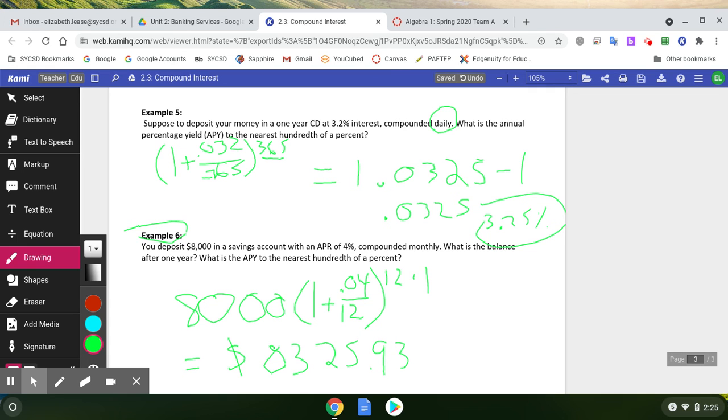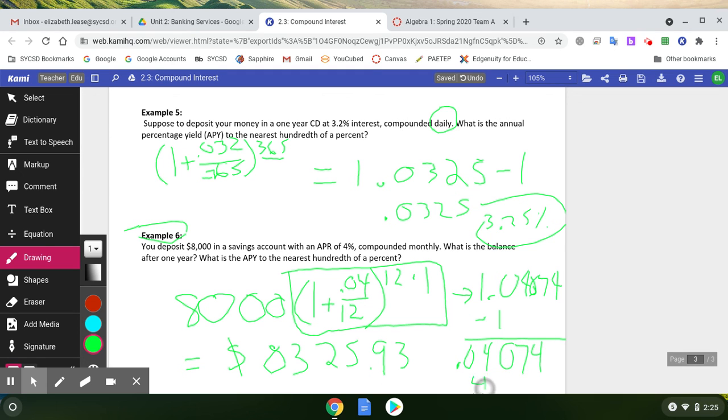So we could actually just calculate this part to tell us that the multiplier is 1.04074. So then if we subtract 1, then that tells us that the APY is 4.074%. So that's slightly higher than the APR of 4%.